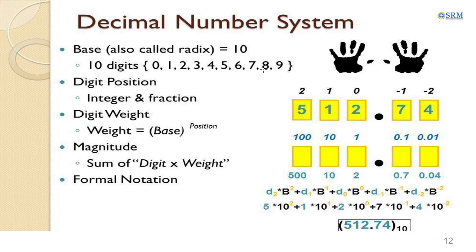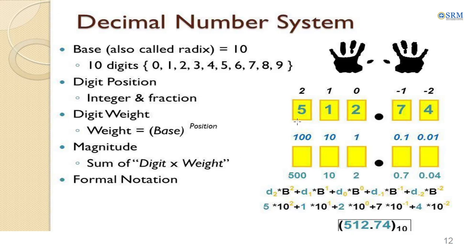The decimal number system has a base, or radix, of 10, and digit position is used in both integer and fraction numbers. Whenever we have a particular digit position, that position is used to calculate the weight of the digit. When we multiply each digit with its weight and sum all the digit-weight products, we finally calculate the magnitude of the number.